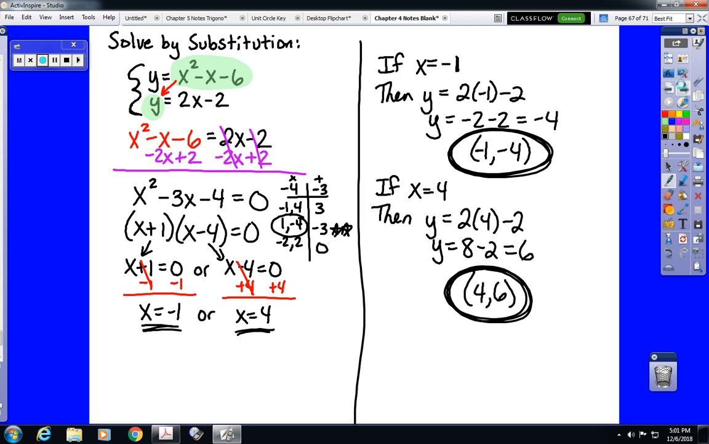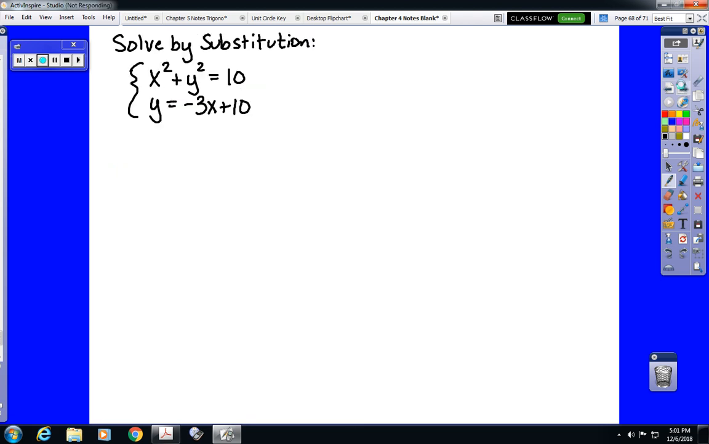Alright, let's look at a harder problem. Now this problem does not involve a parabola and a line like the last several have. This problem involves a circle, with a radius root 10, and a line. So there could still be 0, 1, or 2 solutions. There could be several possibilities here. So we just need to be very careful as we go through this problem.